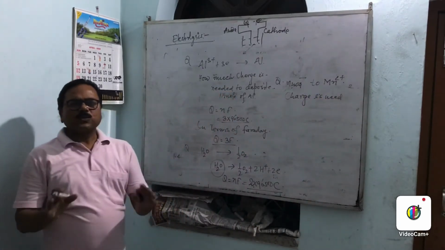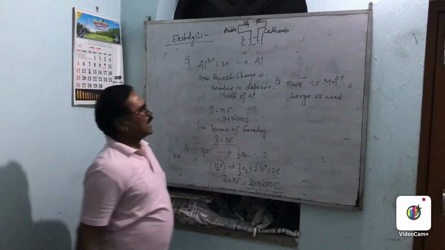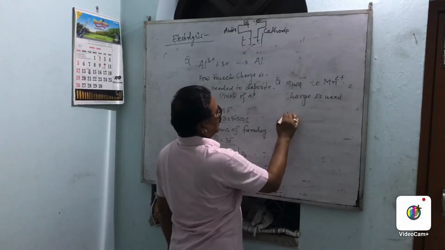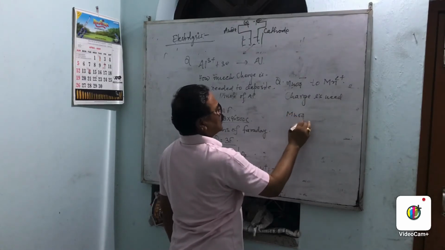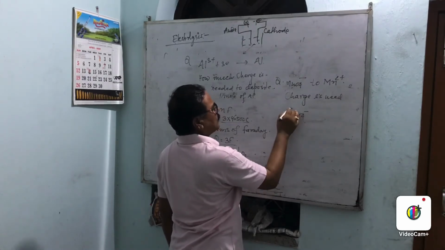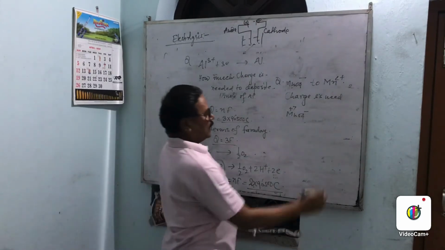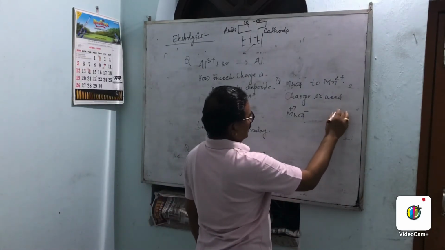There are two ways to solve the numerical. First, we calculate the oxidation state. Here it is plus 7, in MnO4 minus. Apply the concept of class 11th. Oxidation state is plus 7, and here the oxidation state is plus 2.